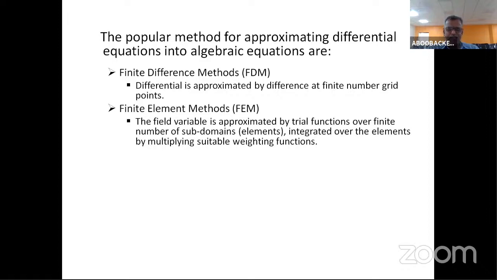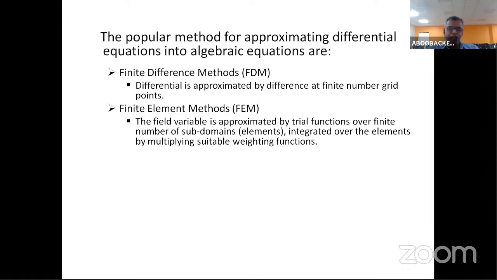So here the governing equation or the differential equation is not approximated. Whereas in the first case, the governing equation itself was approximated. That is, the physics of the problem is approximated. Whereas here, the physics of the problem is not altered, not approximated, because we are retaining the differential equation shape itself. So what we do here is the given domain will be divided into a finite number of subdomains.